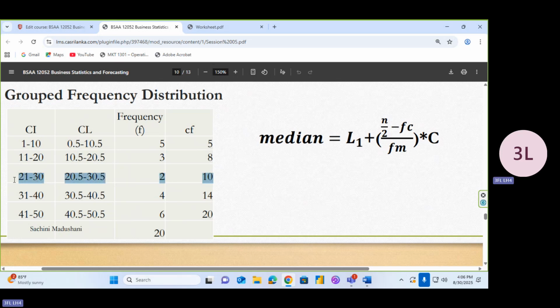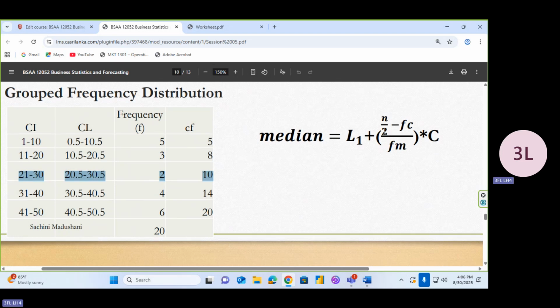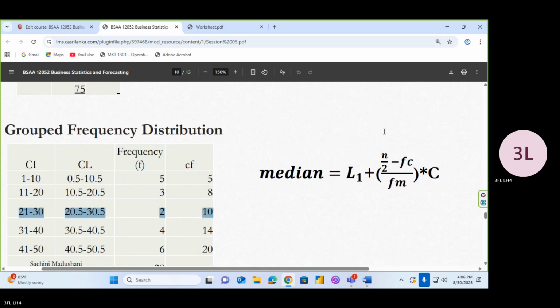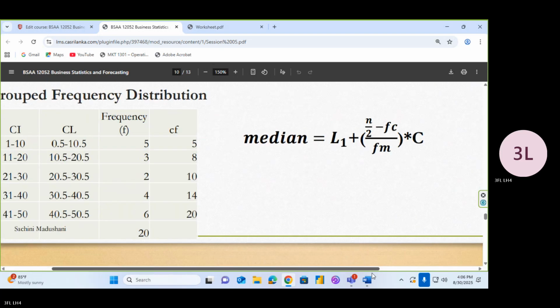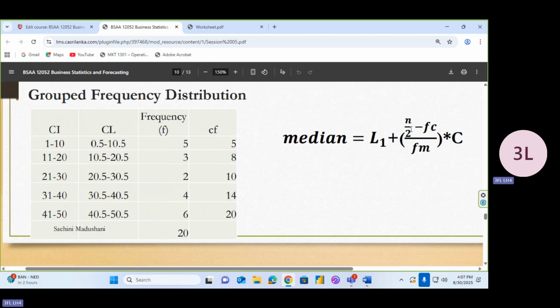Then what is the median class? 21 to 30. Now you can find the median class, not the median value yet. The median class is 21 to 30. Up to that point, clear? Then we move into the equation. N divided by 2, you know. N divided by 2 is 10.